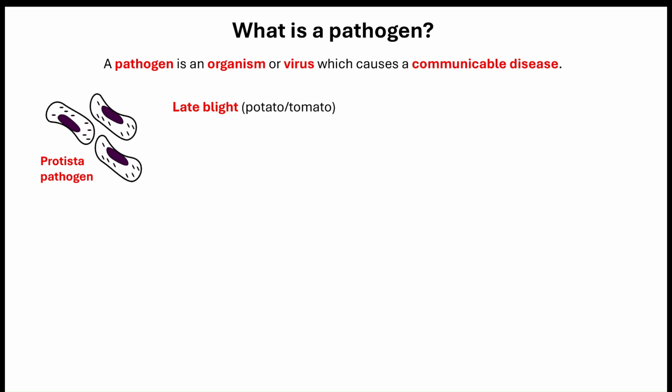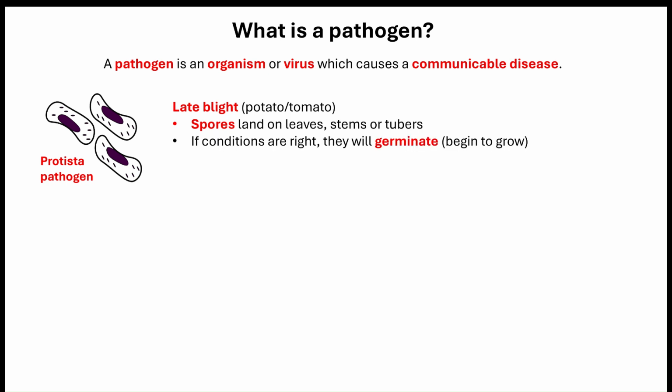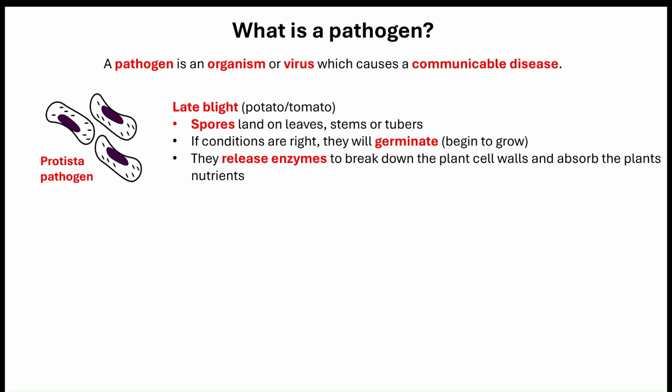So another Protista pathogen is late blight. So late blight is a problem when it comes to potatoes, tomatoes, for example. Now, this is because there are spores which will land on the leaves, the stems, or the tubers. So the Protista pathogen releases spores as it goes through its reproductive life cycle, and those spores will land on those leaves, stems, and tubers. If the conditions are right, those spores will then germinate. What that means is they will begin to grow.